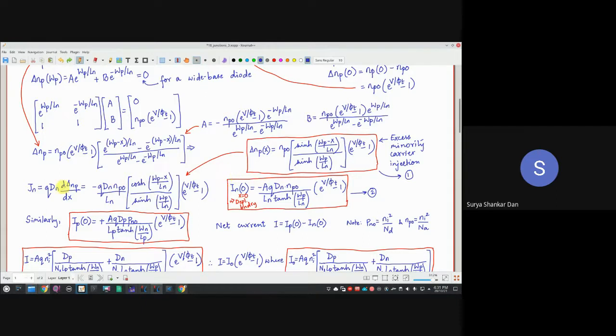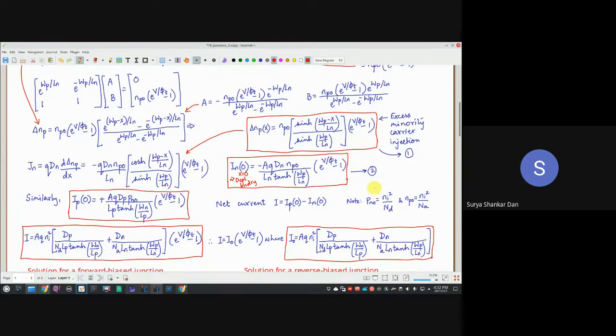The only thing is that Jn is the current density, so we have to multiply with this particular area term. Once we have got this area term, there is an area with a minus, right? So there is a minus AQ Dn Np0 / Ln, this sinh(Wp/Ln), and on top, cosh(Wp/Ln). So essentially Ln tanh(Wp/Ln). And this e to the power V by phi t minus 1. So this is equation number 2.